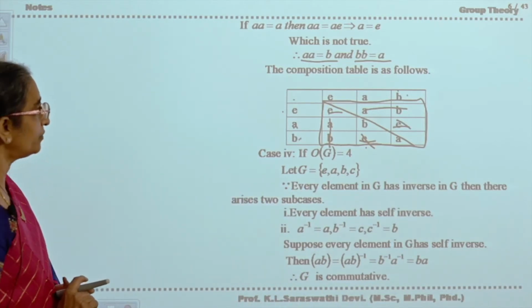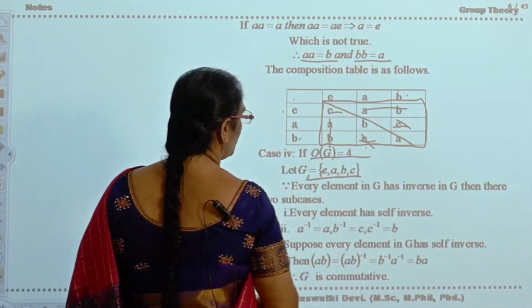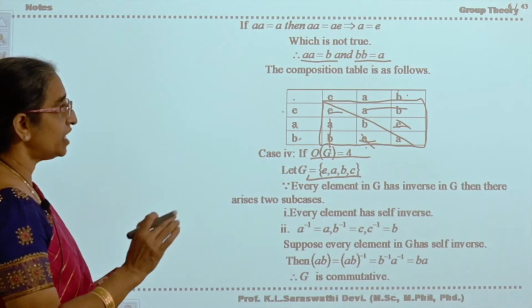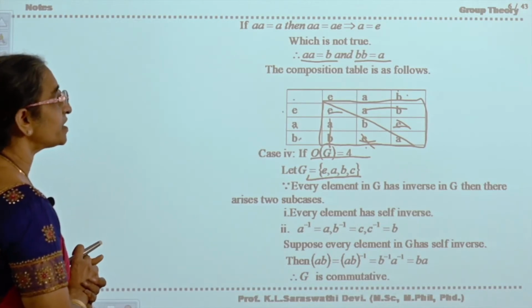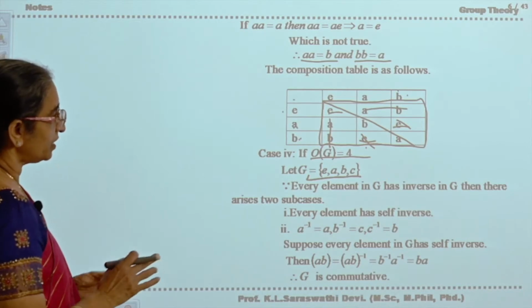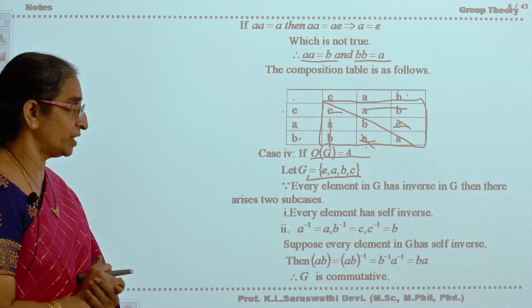Next, order of G is equal to 4. Let G is equal to E, A, B, C. Here, every element in G has an inverse in G. Then there arise 3 cases. Now see, there are 4 elements. You can write the composition table. See how we are going to write.